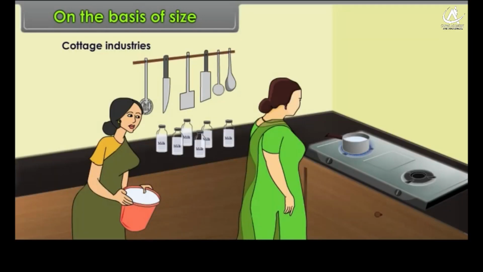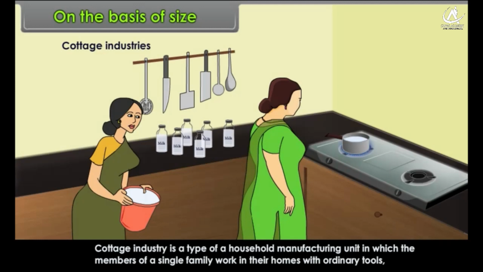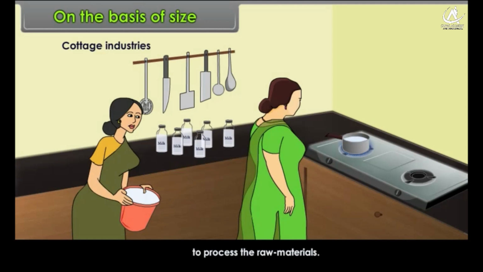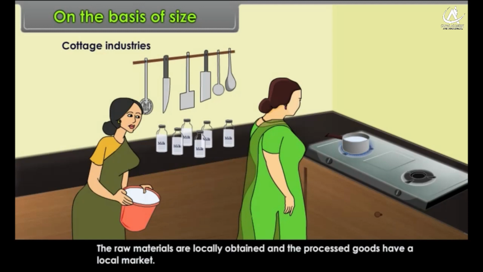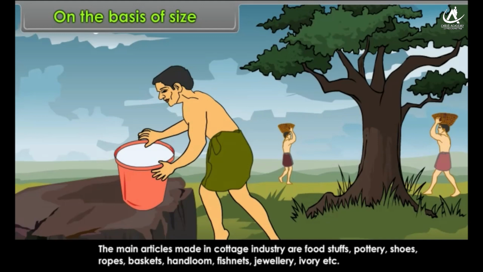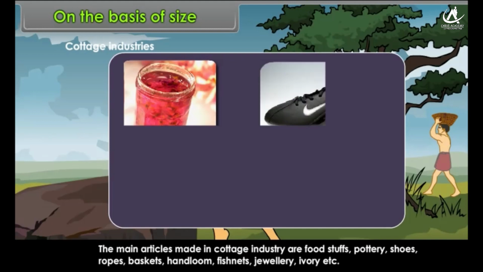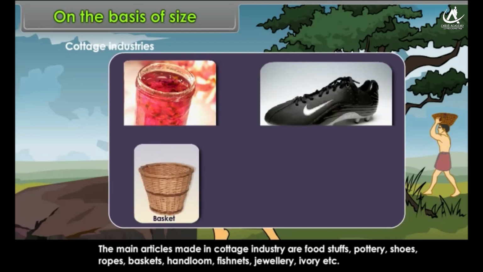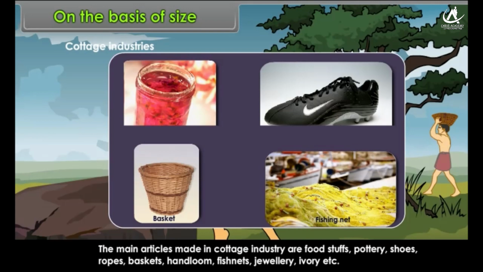Cottage industries. Cottage industry is a type of a household manufacturing unit in which the members of a single family work in their homes with ordinary tools to process the raw materials. The raw materials are locally obtained and the processed goods have a local market. The use of power is limited as it largely depends upon the human power. Only a little amount of money is needed to set up a cottage industry. The main articles made in cottage industry are foodstuffs, pottery, shoes, ropes, baskets, handloom, fishnets, jewelry, ivory, etc.